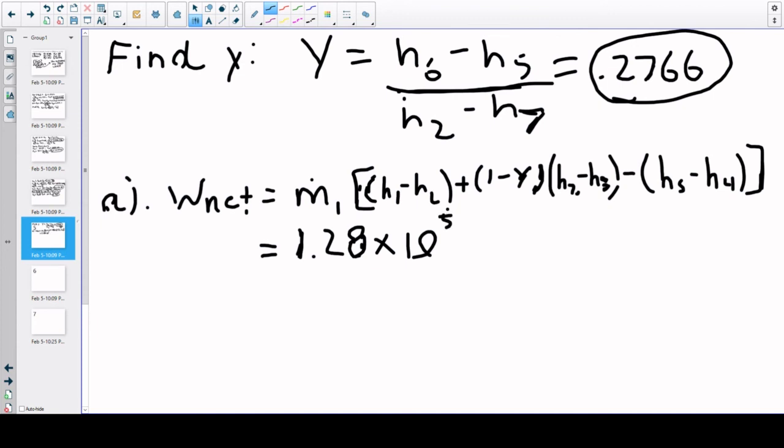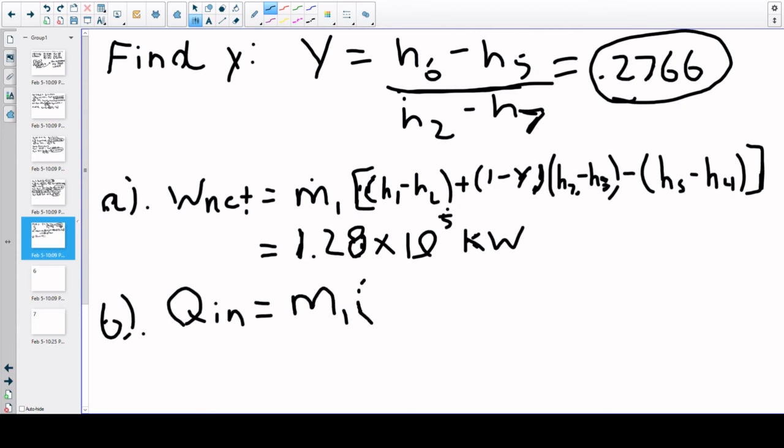And so then we move on to part B, which is asking for the heat into the cycle. The heat into the cycle is just what we had to put into the boiler to get it back to high pressure, high temperature steam to make work from the turbine. And so that's just what the boiler put in, which is H1 minus H6 times the mass flow rate, which in our case equals 3.24 times 10 to the 5th kilowatts.